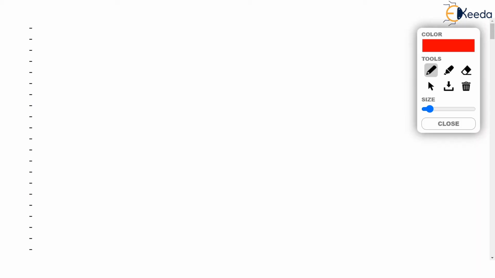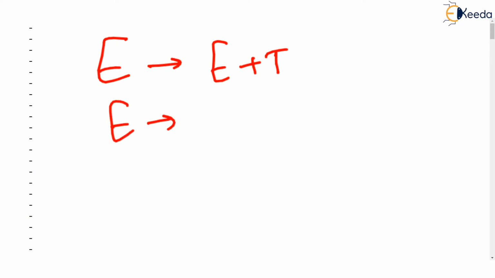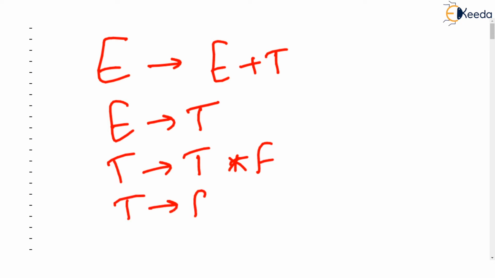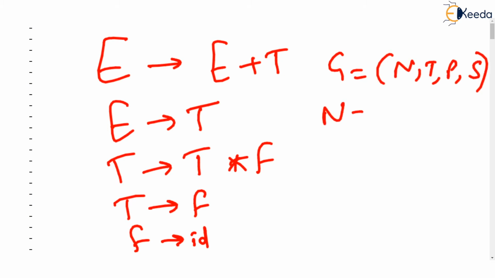What if I write some arbitrary grammar on an empty slate? You just make out what this means. Suppose I write E derives E plus T. Just don't worry about what this means. And then E derives T, then T derives T multiplied by F, and then T derives F, and then F derives ID. Now note, this is the CFG given. Again, don't think of the meaning of this. We are just trying to read the CFG and understand that if G is defined as N, T, P, S, then what are these elements? Now clearly N is capital E, correct?